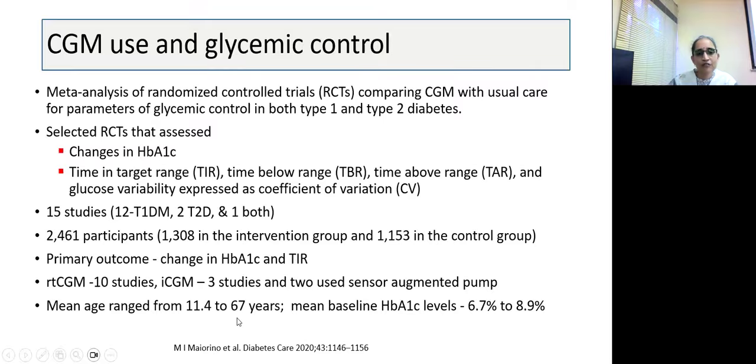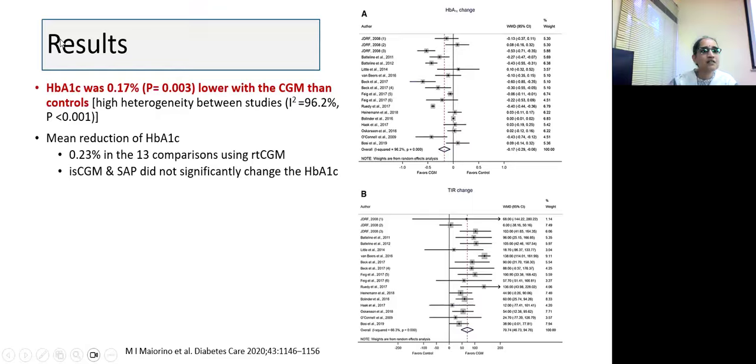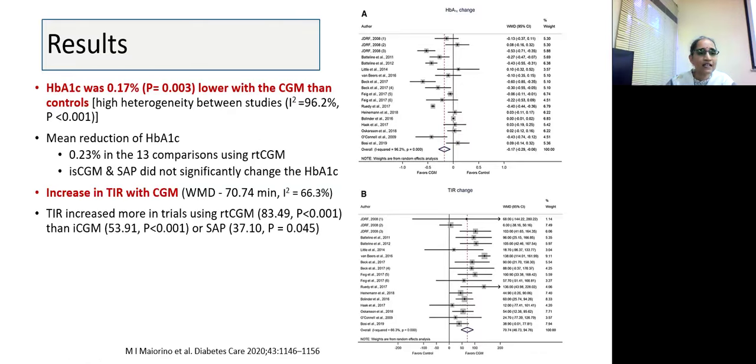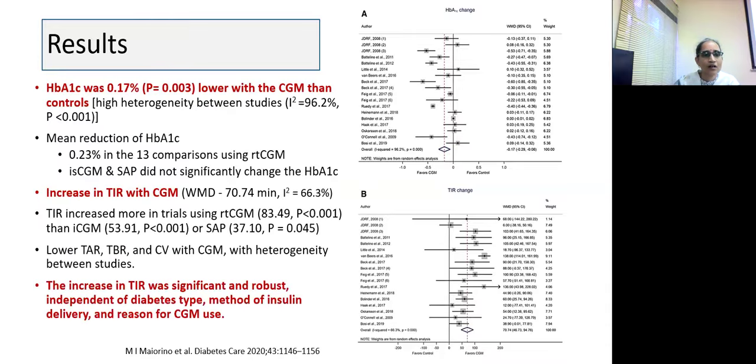In the mean age group ranging from 11 to 67 years, it was found that the HbA1c was 0.17% lower with the CGM than with controls. And there was a significant increase in time in range while using CGM devices. The increase in time in range again was significant and robust with the use of CGM devices, irrespective of the type of diabetes or the method of insulin delivery.